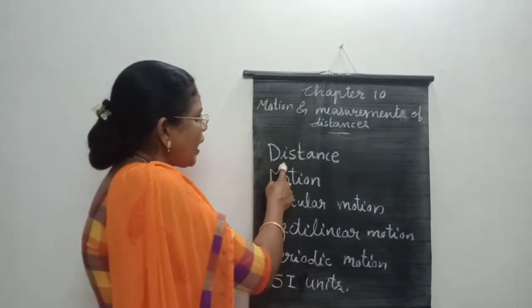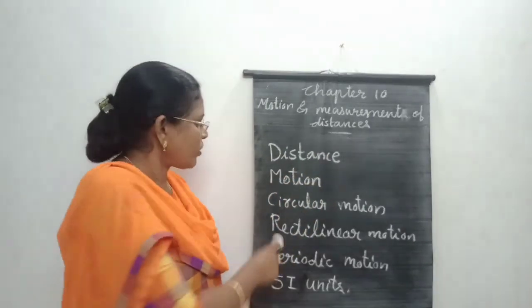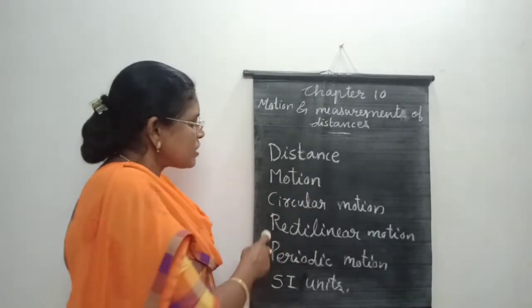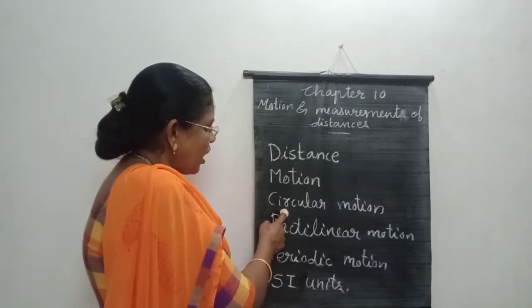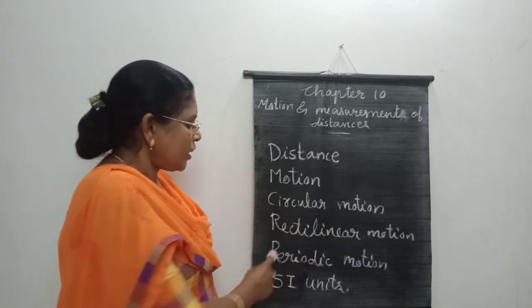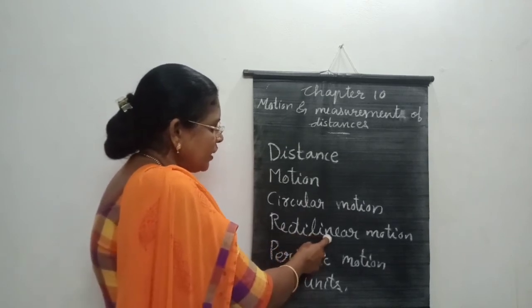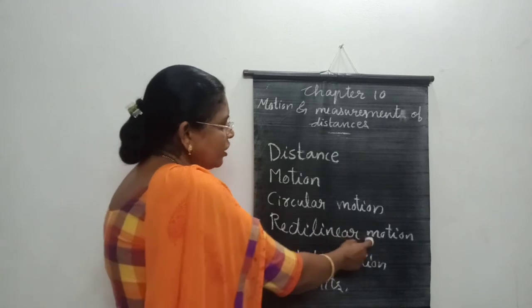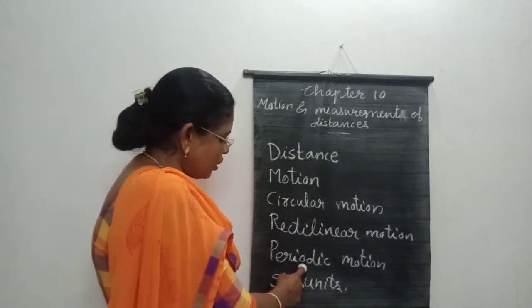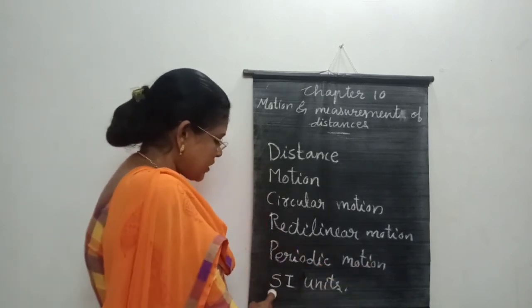Distance. D-I-S-T-A-N-C-E. Distance. Motion. M-O-T-I-O-N. Motion. Circular motion. C-I-R-C-U-L-A-R. Circular motion. Rectilinear motion. R-E-C-T-I-L-I-N-E-A-R. Rectilinear motion. Periodic motion. P-E-R-I-O-D-I-C. Periodic motion. SI units.